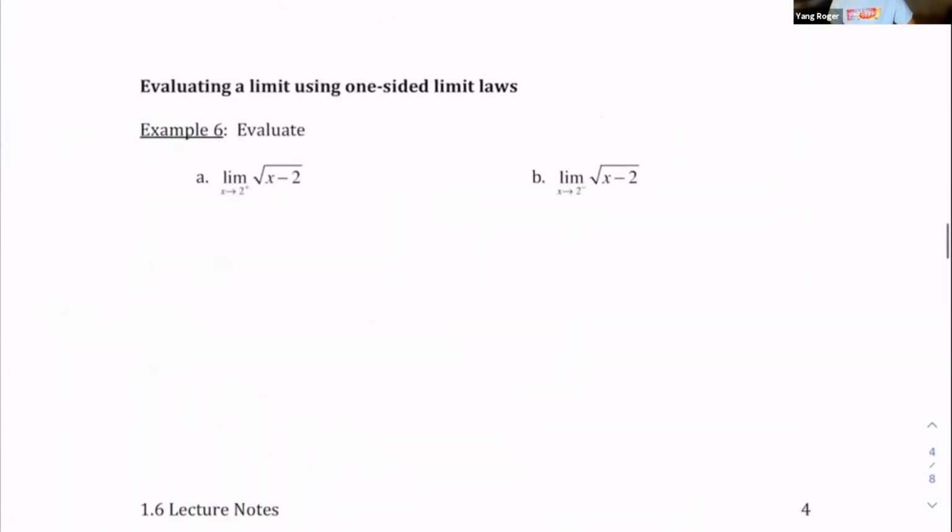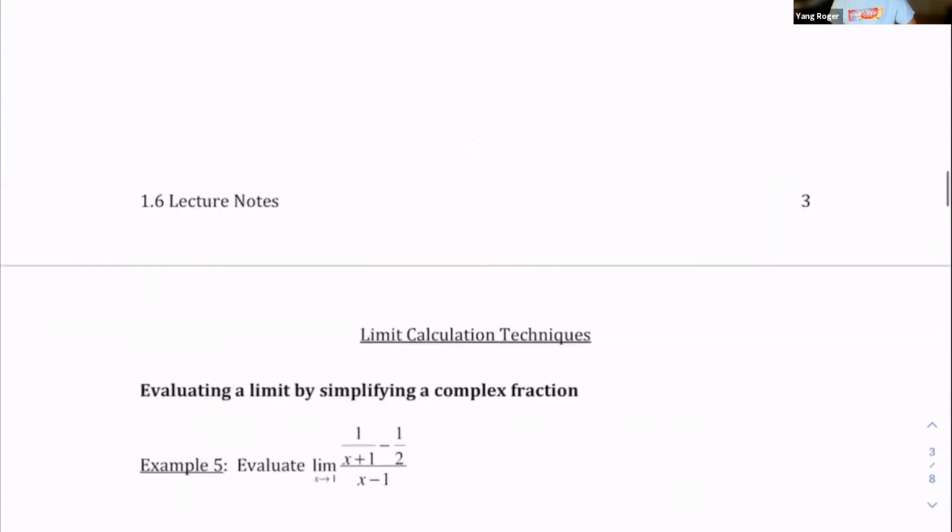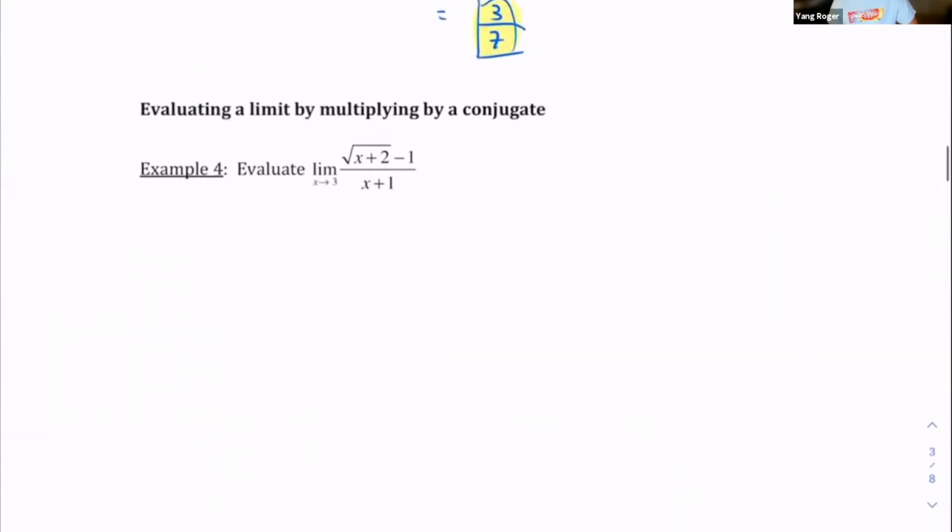I kind of pretend in my own lame way that in section 1.6, we're like Batman. We got this utility belt of all of these different techniques for how to calculate limits. So the next technique that we have is multiplying by a conjugate. And I need to tell you what a conjugate is first.